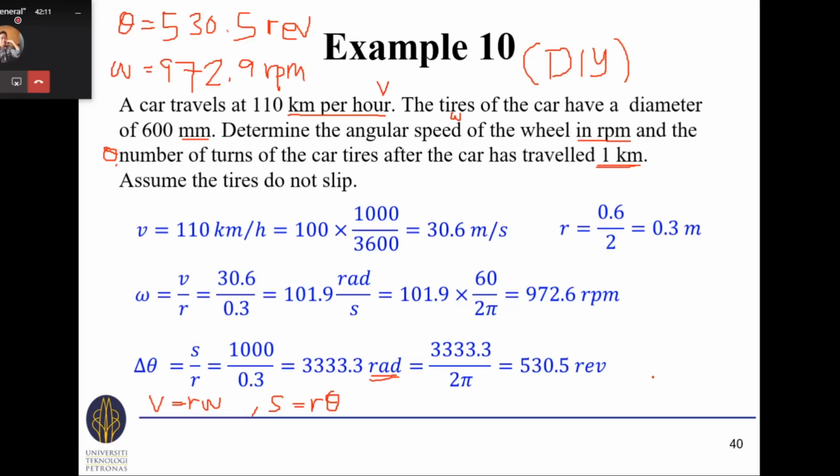Damn, that's a lot of turns. Correct. Yeah, it's 1 kilometer anyway, so of course it makes that many. If you can see, the 1 kilometer is the distance, so of course it has rotated a lot. And you can see that the rim is 0.3 meter. It is actually for a car with rim 15. So more or less it's like that.